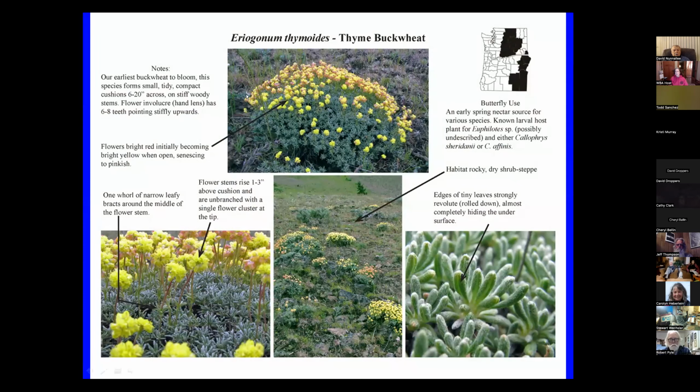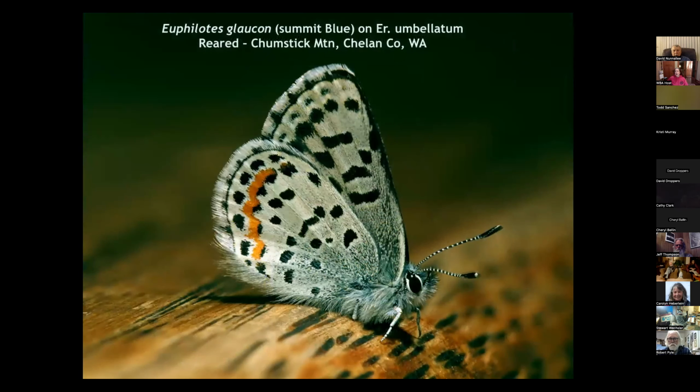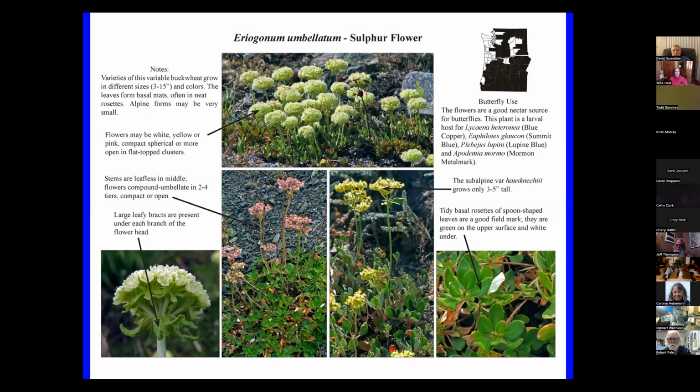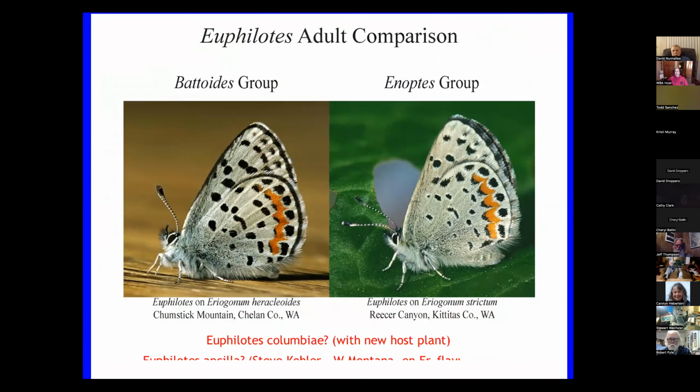Eriogonum thymoides is the next buckwheat on our list. Can we just pause for a second and go back to the Blue Mountains, and if you can go back to look at the Ancilla species, and a question about what month, what time of year you found the blues in the Blue Mountains.